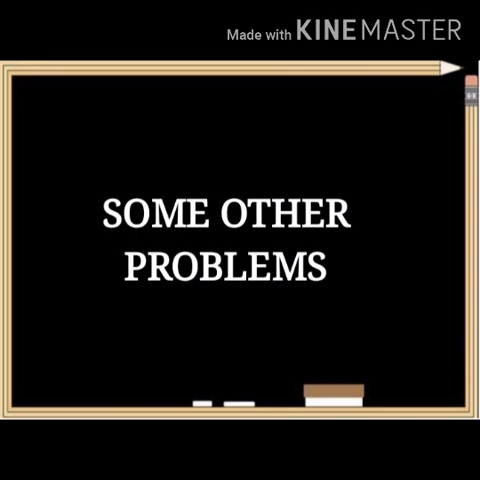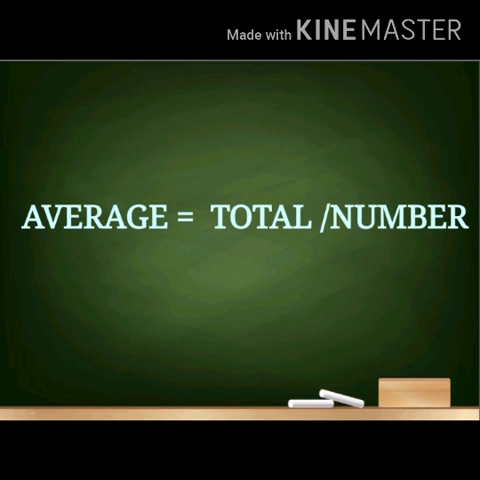Now let's check some other kinds of problems. We know how to calculate the average. We calculate the average by dividing the total amount by the number. That is, the sum of the data divided by the number of the data. Now we are going to find the total and the number.